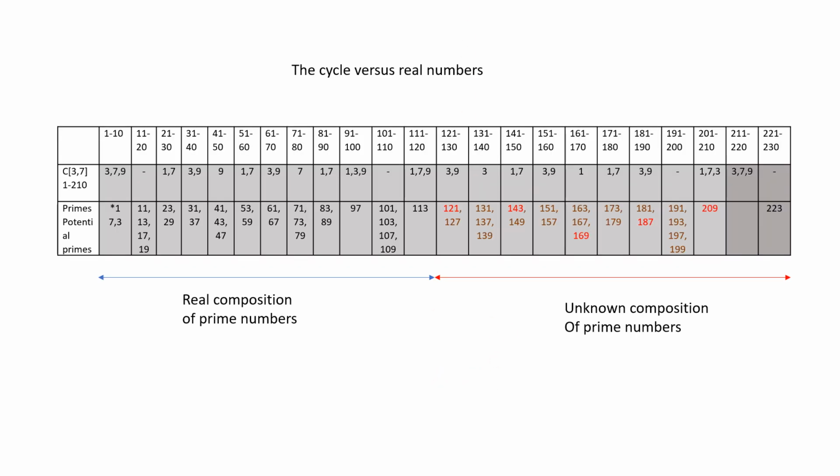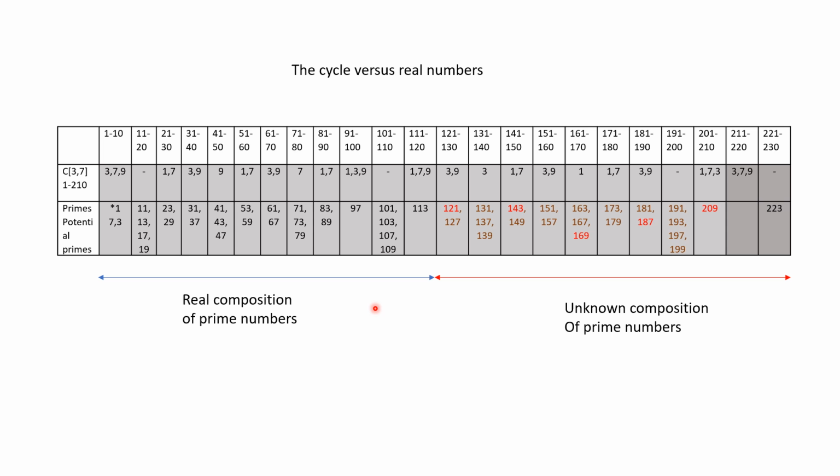Okay. Here we have an important table so we understand the distribution of the cycles. Again, we have here the cycle of 3 and 7, which goes from 1 to 210 here. This will be the start of the second iteration of the cycle of 3 and 7. So in this row are all the relevant multiples written here, but in this one are the prime numbers.